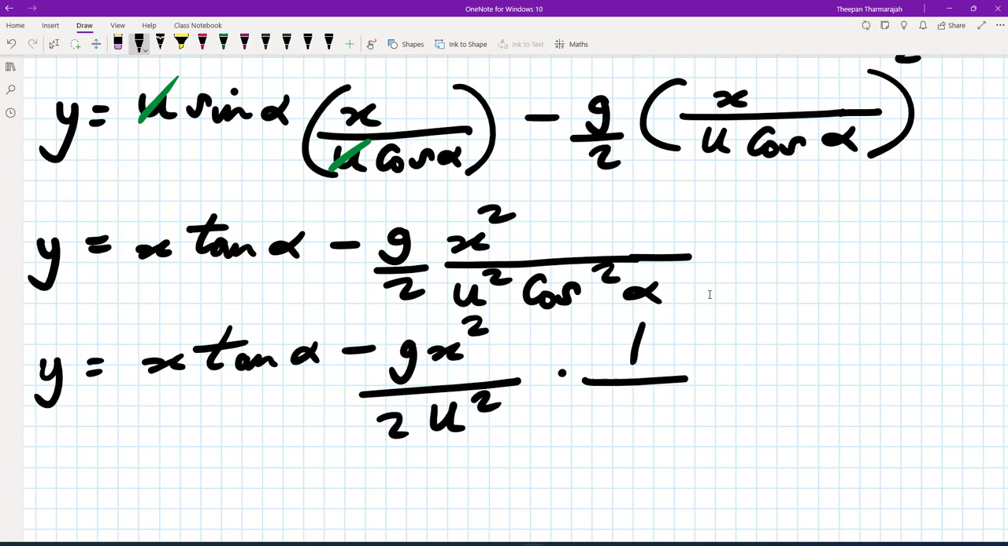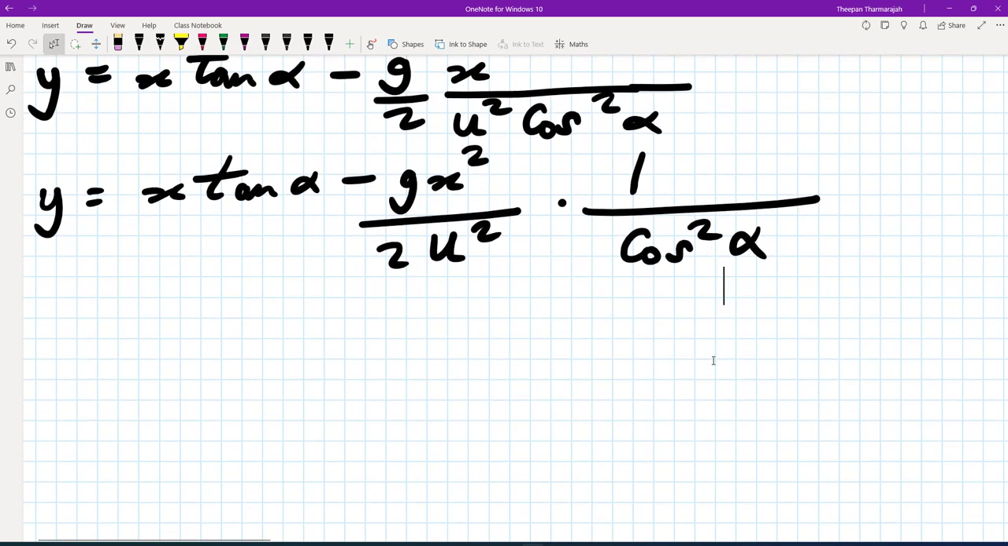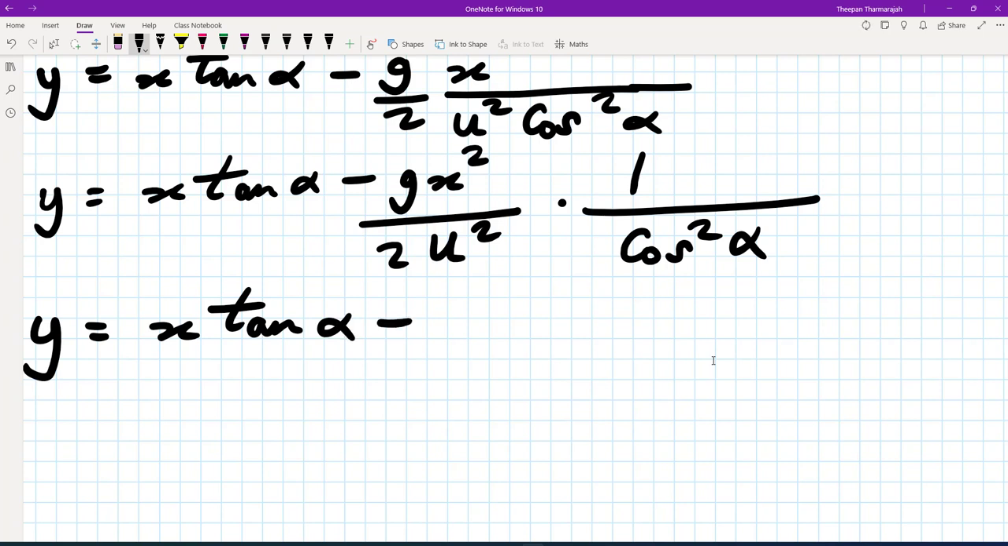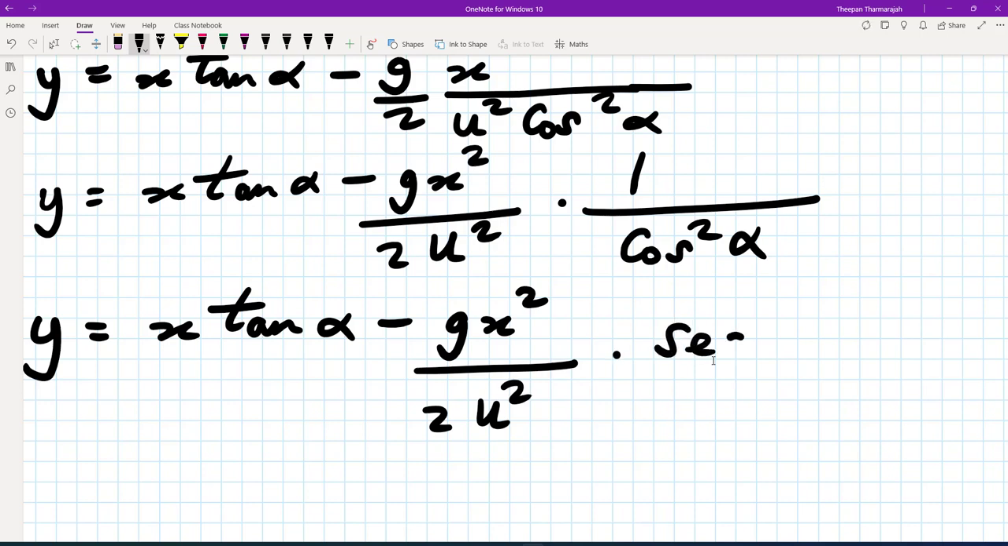Now I'm just going to write this out in long form as 1 over cos squared alpha. So now you can recognize that's the same thing as sec squared alpha. Just for clarity, so you can see what's happening: x tan alpha minus g x squared over 2u squared times sec squared alpha. Well, from regular A level trigonometry, there's an identity that says sec squared x is the same as 1 plus tan squared x.